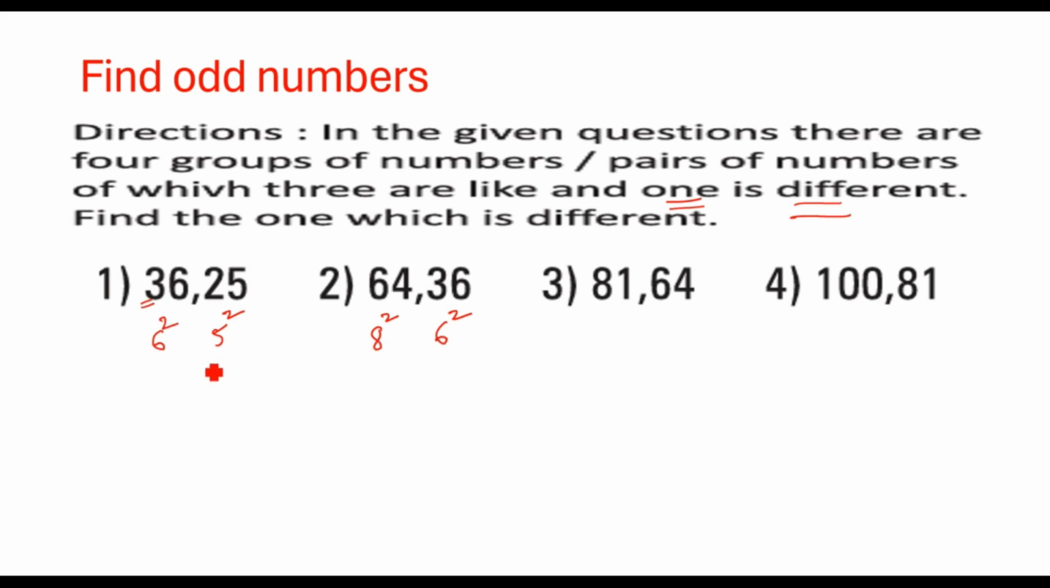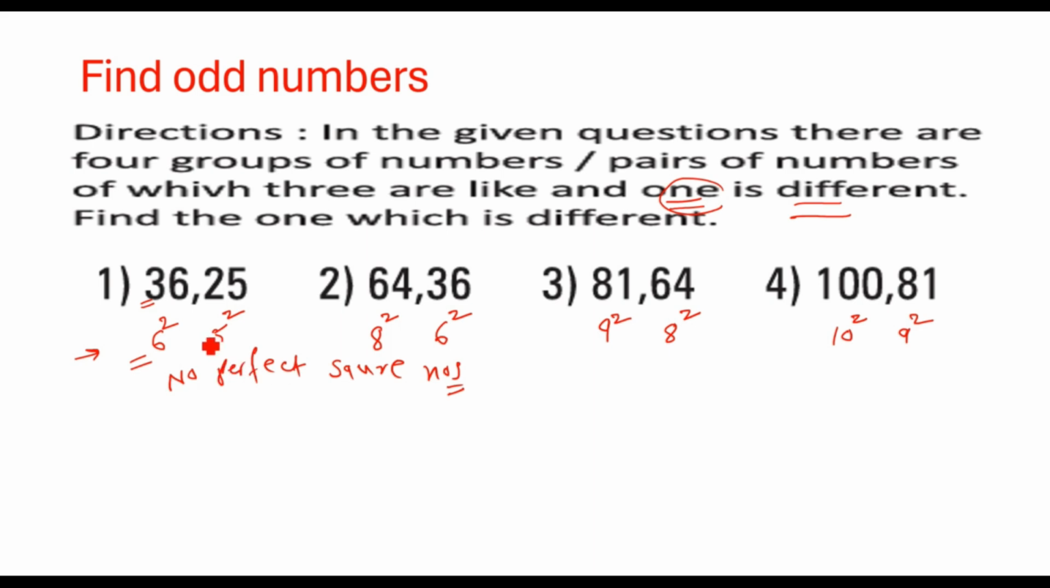Look at pair number 1. Both are perfect squares. This is 9 square and this is 8 square, while the last one is 10 square and 9 square. So if I apply this rule here, I cannot find out which one is different, because all numbers are perfect square numbers.